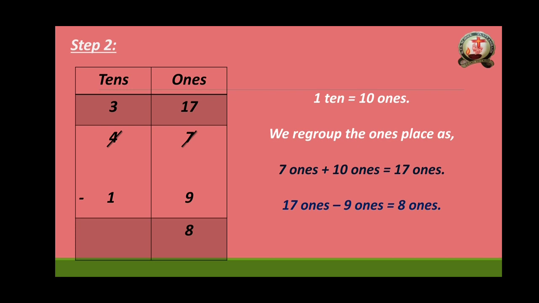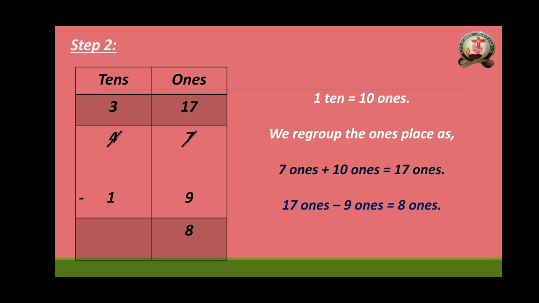So when we add 1 ten in the ones column, it will become 17 ones because already we have 7 ones in the ones column, right? So on that we are adding 10 ones. 10 ones is nothing but 1 ten. So we are adding 7 ones plus 10 ones. It will become 17 ones, right? So now we can subtract 9 from 17 because 17 is greater than 9. So 17 minus 9 is equal to 8.